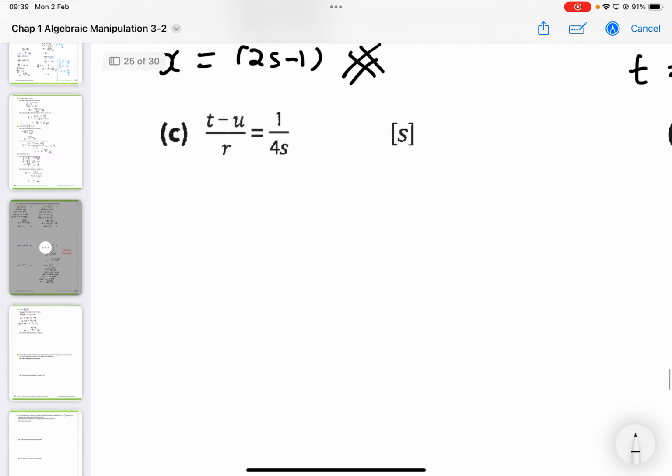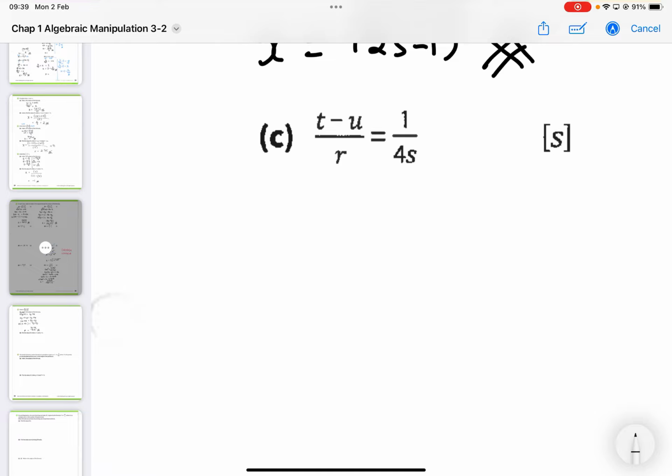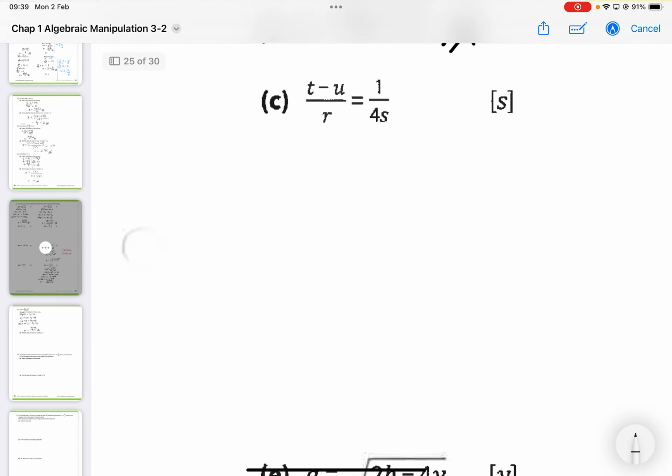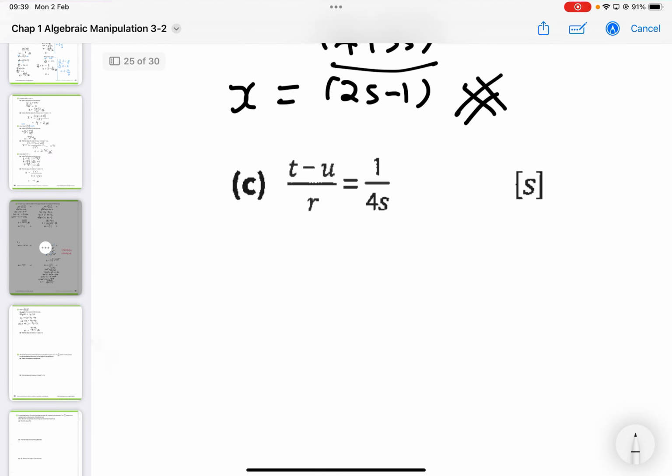Okay, part C. We want S to be the subject, means finally S by itself on one side. Okay? Starting bracket first, because T and U belong together. Then next, I don't want S to be in the denominator. I multiply it across. Okay?